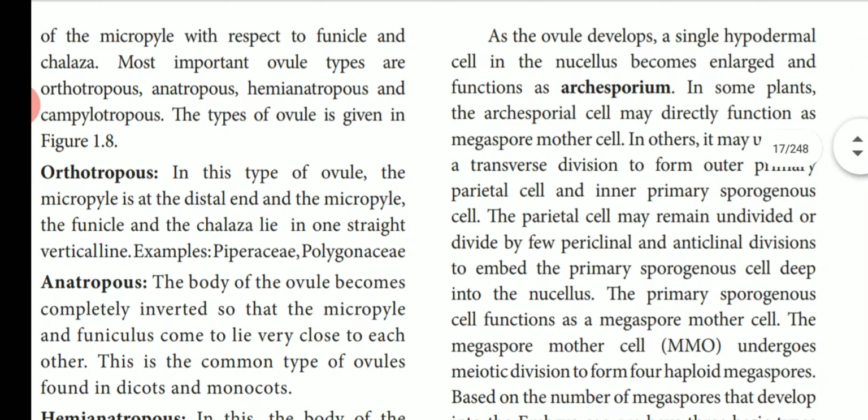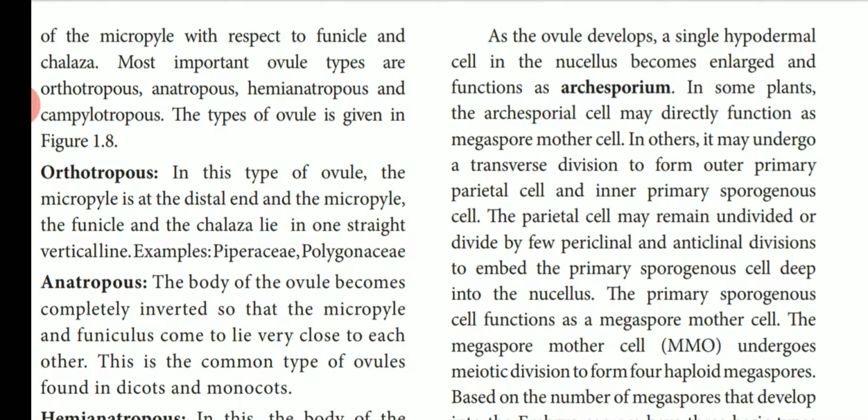If you take the types of ovule, how they have been divided means based on the position of the micropyle in relation to funicle and chalaza. Most important ovule types are only 4 types, which they have given in detail. They are orthotropous, anatropous, hemianatropous and campylotropous. These 4 are very important. Apart from that, another 2 types also there, called amphitropous and circinotropous.